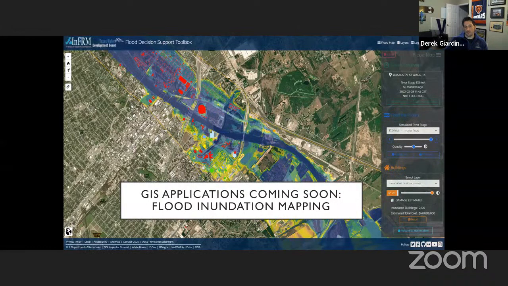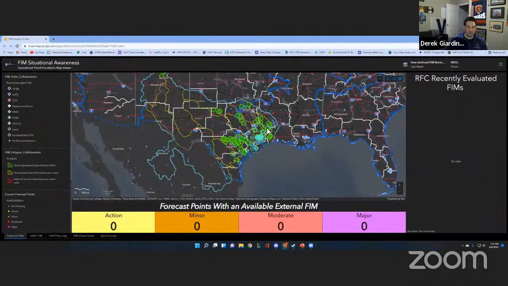We are so used to looking at the hydrograph from the RFCs that we forget that flooding is actually happening to buildings and structures. And so we've created a dynamic flood inundation mapping situational awareness tool. Believe it or not, Texas has the most flood inundation maps in the country, and not only that, but the most companies making them.